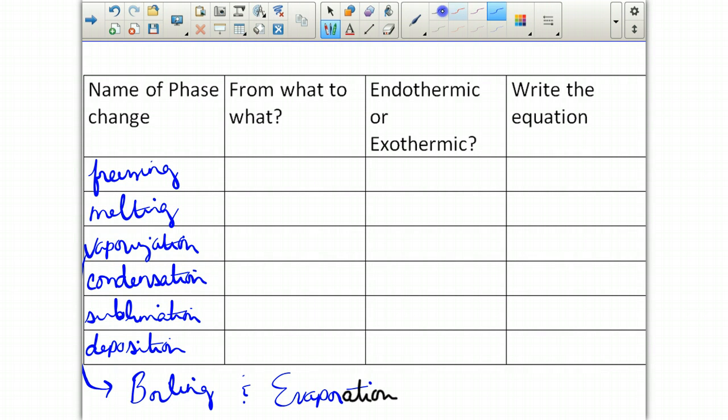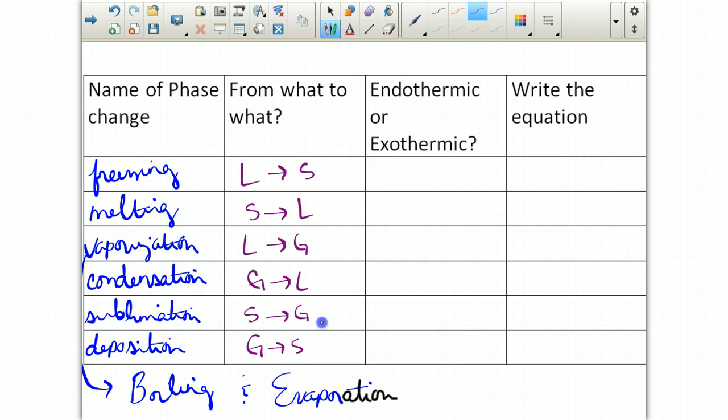Okay, now let's talk about what these phase changes represent. Freezing is going to be when changing from a liquid to a solid. Melting is from a solid to a liquid. Vaporization is from a liquid to a gas. Condensation is going to be from a gas down to a liquid. Sublimation is going to be from a solid to a gas. And deposition is going to be from a gas to a solid.